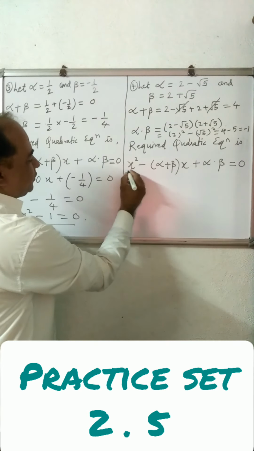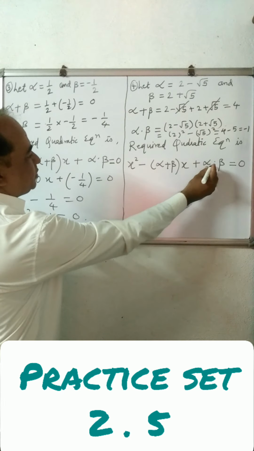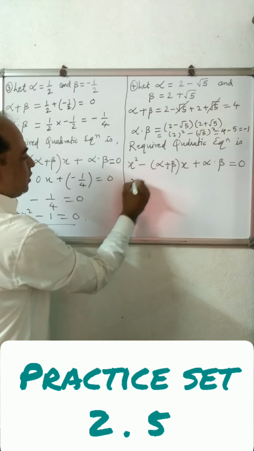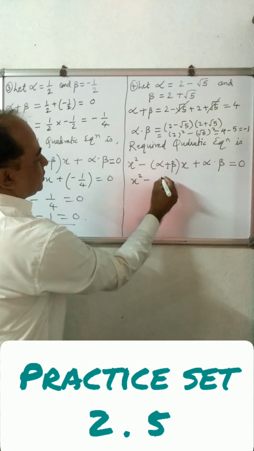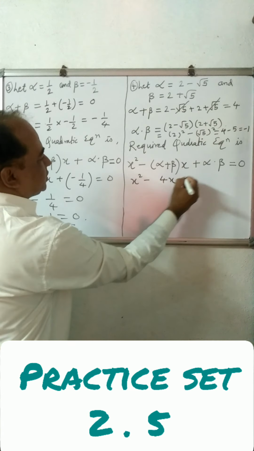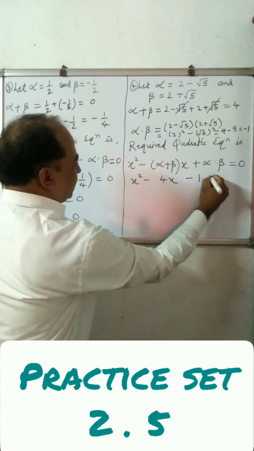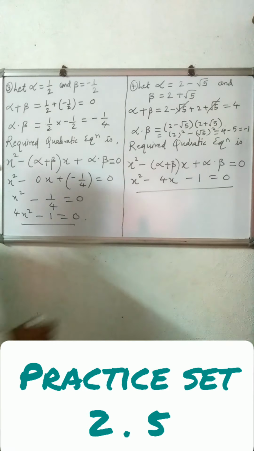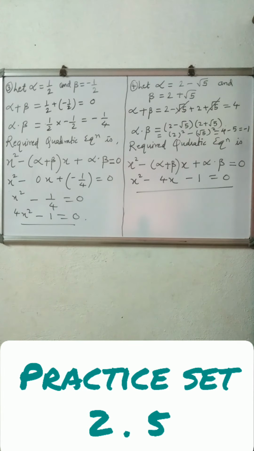So the required quadratic equation is x square minus (alpha plus beta) x plus alpha into beta is equal to 0. Therefore x square minus 4x, and alpha into beta is minus 1, so minus 1 is equal to 0, is the required quadratic equation.